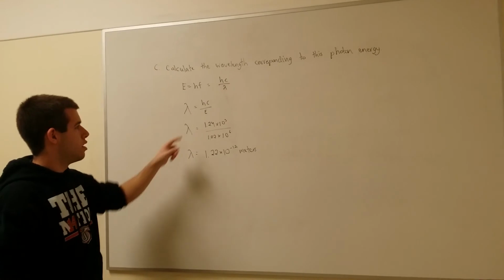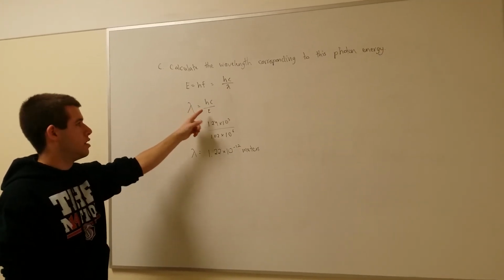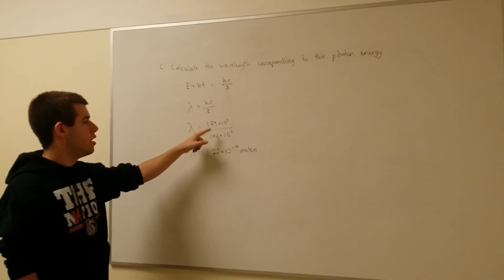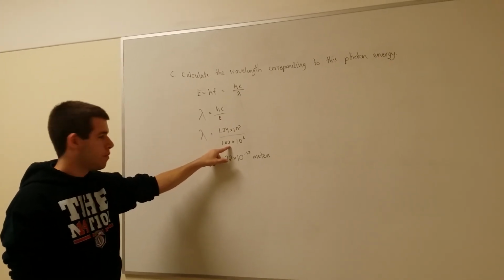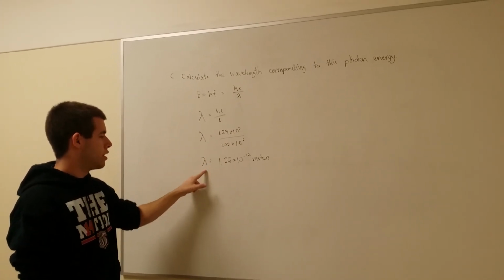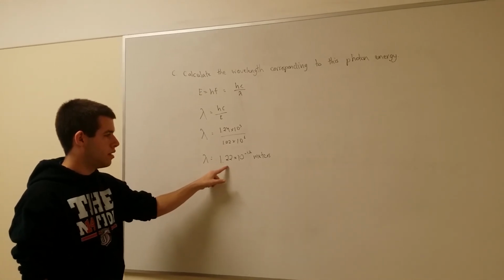We plug in the values that we know. h is Planck's constant, which is a constant. c is the speed of light, which is a constant. And energy is our answer from part B. So when we plug those numbers in, we can solve for the wavelength and get 1.22 times 10 to the negative 12 meters.